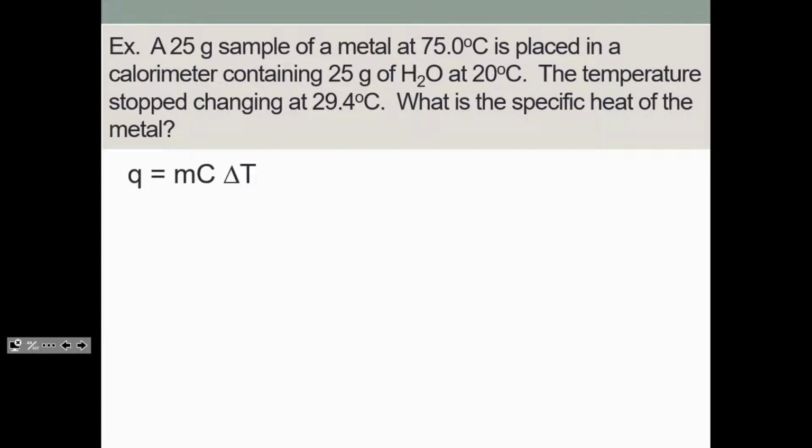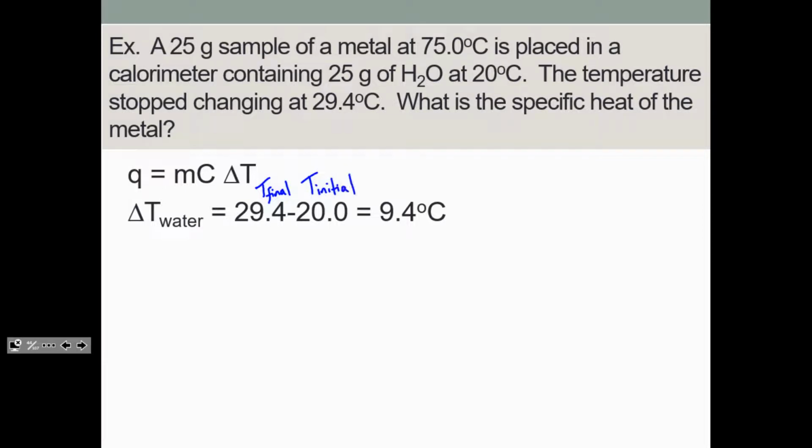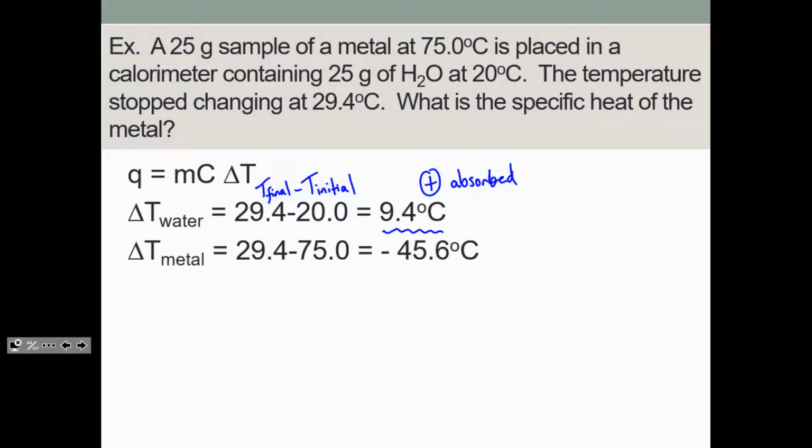Okay, so let's solve for the Q equals mcΔT for water first. This is going to be the T final minus the T initial to get 9.4. You'll notice that's a positive value because energy is absorbed. For the metal, we can go ahead and do the same. And you'll notice that we get a negative value. Negative energy, heat is released from the metal.